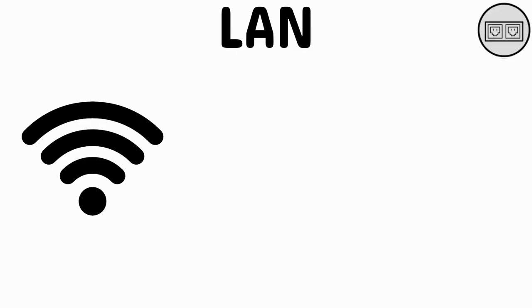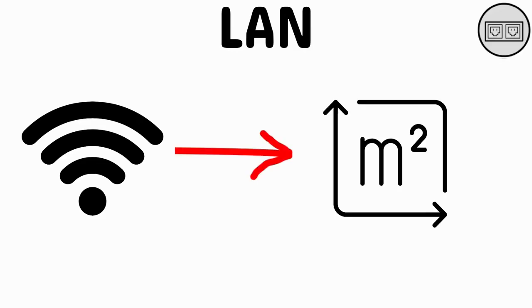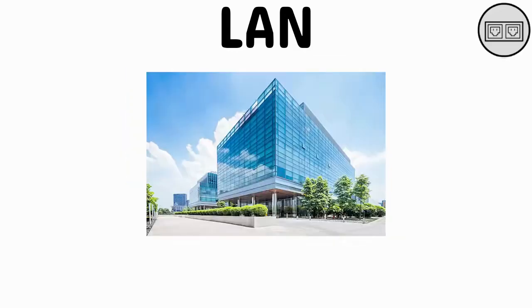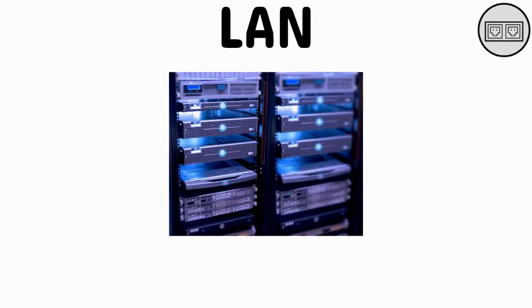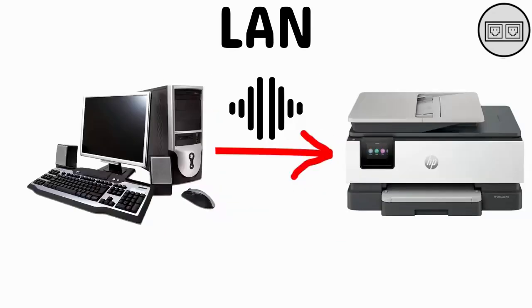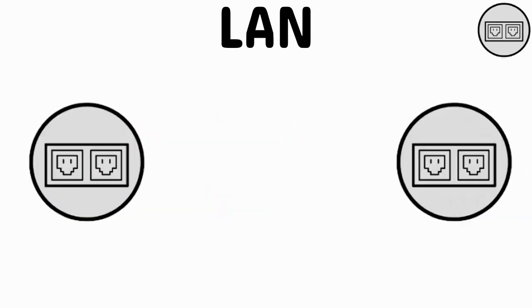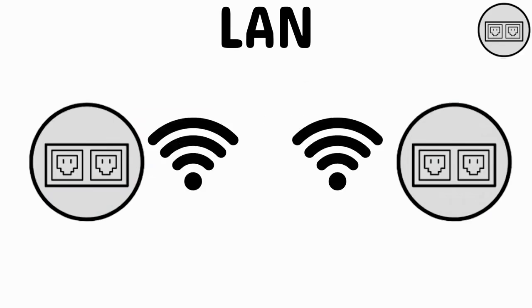A LAN is a network confined to a small geographic area, such as a home, office, or campus. It connects devices like computers, printers, and servers, allowing them to share resources and communicate efficiently. LANs can be wired using Ethernet cables or wireless using Wi-Fi.